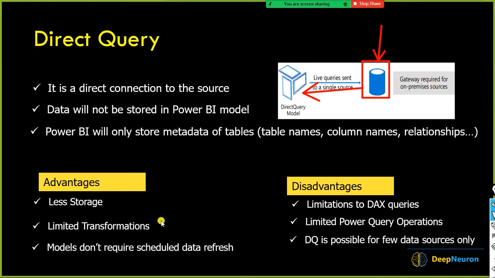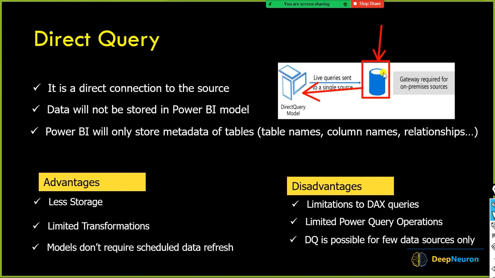That's all, right? Or you do all kinds of concatenation and everything as part of your view or stored procedure. Okay, because of the limitations of direct query, you cannot do extensive data transformations like combining the data or doing group by; all those things are not possible. Anyhow, don't worry, we'll explain everything in detail in the upcoming sessions. Don't worry, okay? And also, models don't require scheduled data refresh.